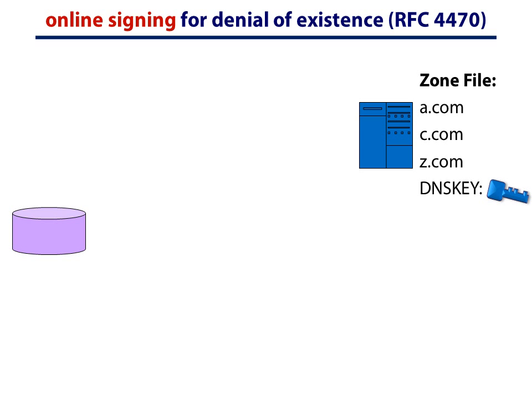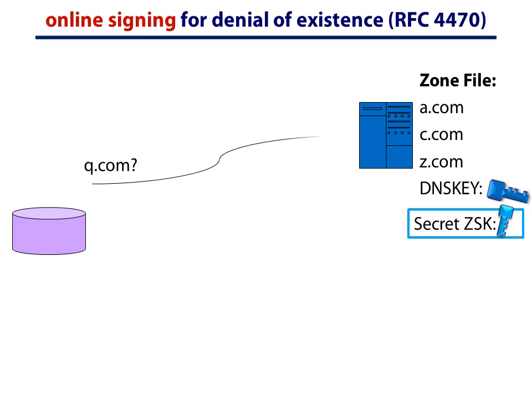Okay, so let's look at how denial of existence works using the online signing solution. Here's our name server, and here's our resolver over here, and here's our zone file. Our zone file contains the following three names, a.com, c.com, and z.com, and it also has a DNS key. So denial of existence happens when a query comes in for a name that's not present in the zone. You can see that q.com is not present in this zone because we only have a, c, and z. And so this name server has to respond with no such name exists. So here's how he's going to do it.